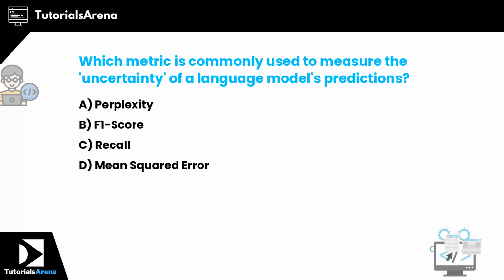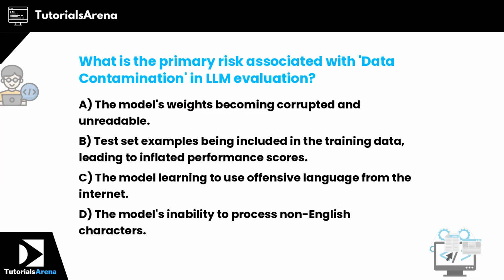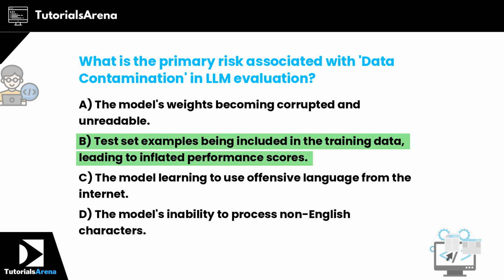Which metric is commonly used to measure the uncertainty of a language model's predictions? The correct answer is option A, perplexity. What is the primary risk associated with data contamination in LLM evaluation? The correct answer is option B, test set examples being included in the training data, leading to inflated performance scores.